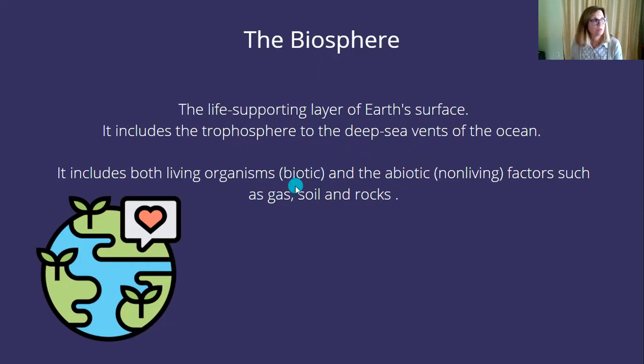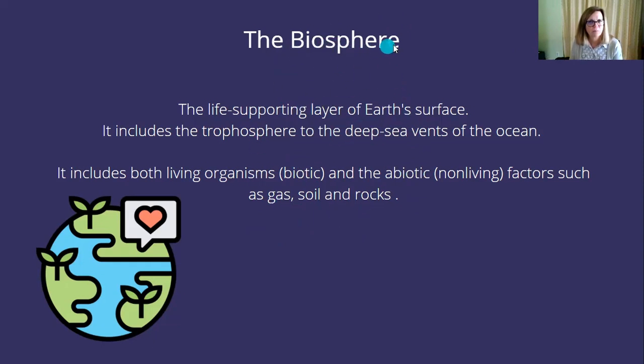So we have two terms, of course, more vocabulary in science. The first term is biotic. That means living organism. And abiotic is a non-living factor that has to do with helping these organisms live. For example, rocks, soil, gas. We need air to breathe. We need soil to grow things and provide us with food, right? And rocks break down into soil. So all of these non-living things help living things to live. And that all together is called the biosphere.